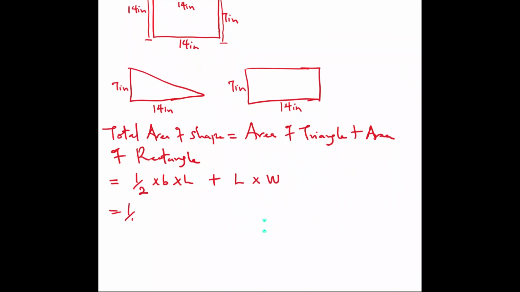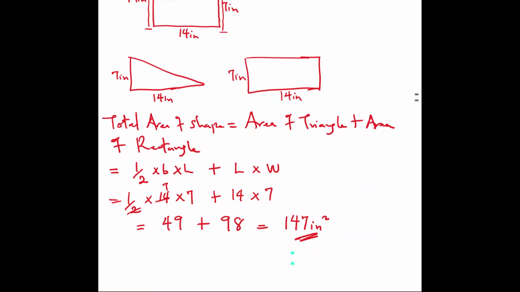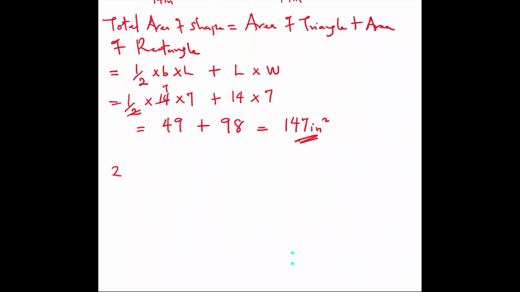The base is 14, so 1/2 times 14 times 7 plus the length times width, which is 14 times 7. 14 divided by 2 is 7. 7 times 7 gives us 49, plus 14 times 7 gives us 98. 98 plus 50 gives us 148, minus 1 because we have 49, so that'll be 147. That'll be 147 inches squared. So that'll be it for that question.